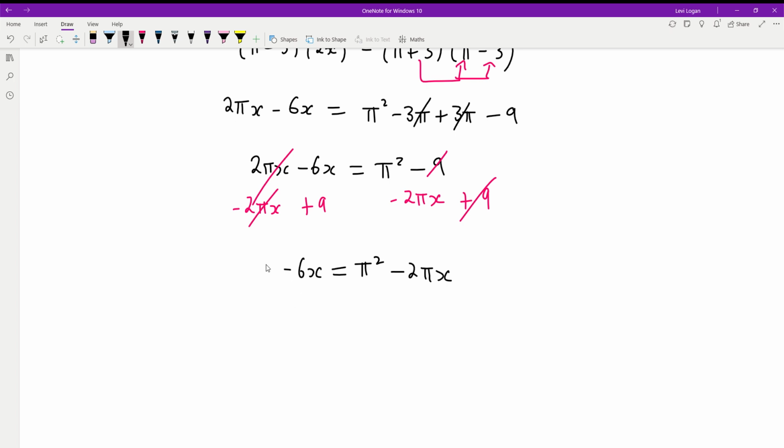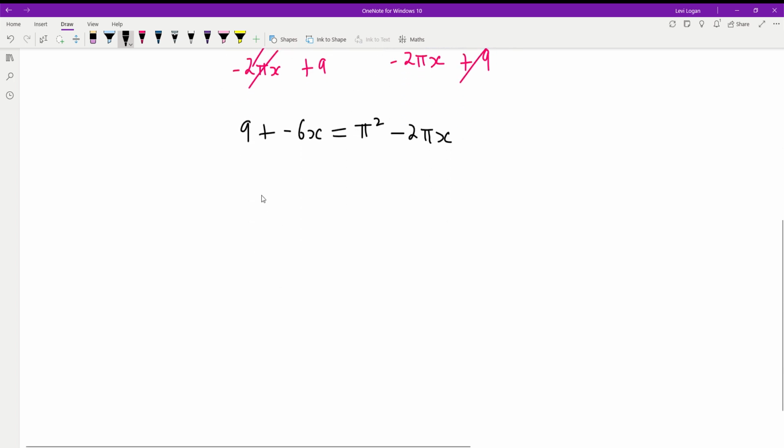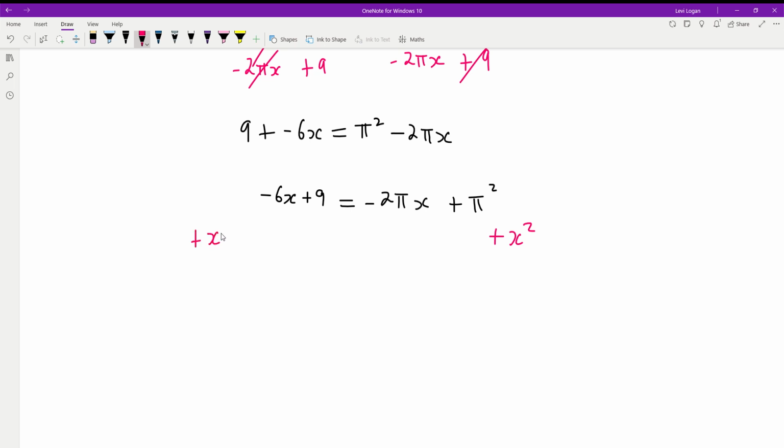Oh, I forgot the plus 9 on this side, so plus 9. I'm going to rewrite it very quickly, so we have minus 6x plus 9 is equal to minus 2 pi x plus pi squared. Okay, now what we're going to do is we're going to add a term to both sides. So as long as you do it to both sides, it should be all good. So all you're going to do is go plus x squared here.